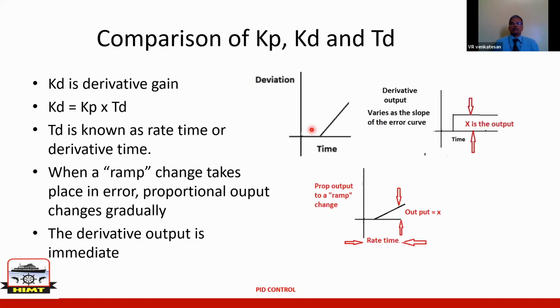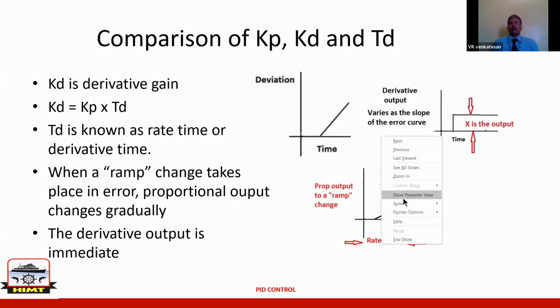You can make out from this graph on the side that again you are seeing the deviation rising gradually. This is called a ramp change. What is the meaning of a ramp? It is not a sudden change, it is a gradual change. When a ramp change takes place in error, the proportional output also increases gradually like this, because proportional depends on the error. But with derivative, you get the derivative output immediately. This much you get immediately.